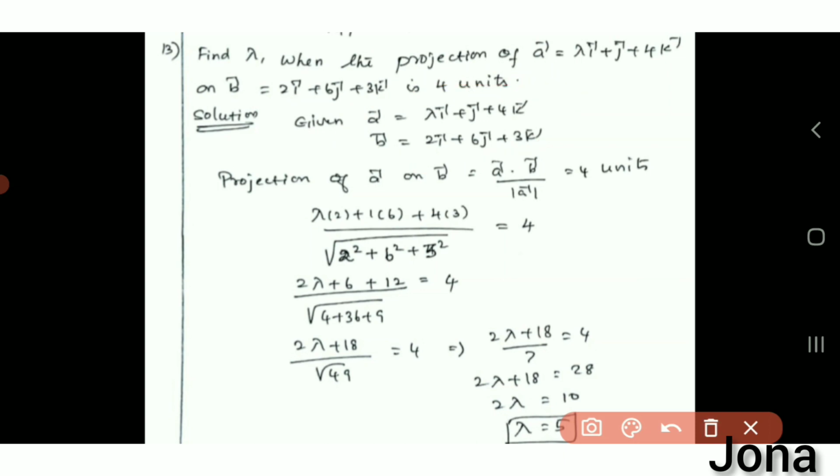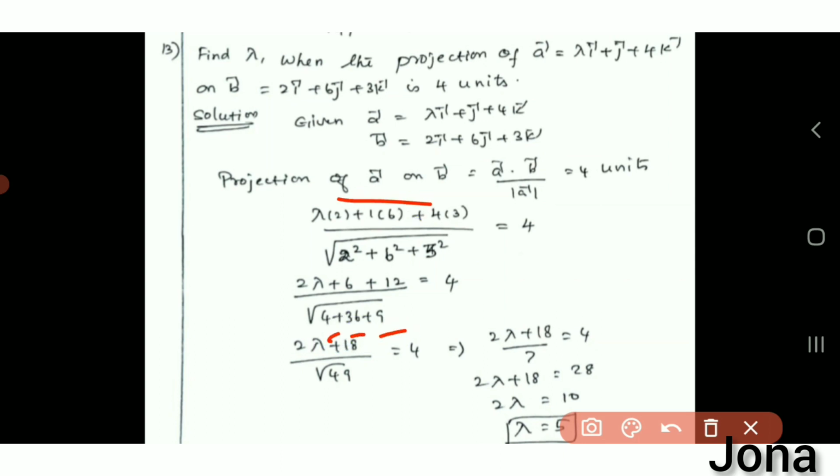The dot product is nothing but lambda into 2, that is 2 lambda, and here 1 into 6, and then 4 into 3. So 4 3s are here, and divided by the B vector. In the formula it's not A vector, this is the modulus of B vector. For B vector we take the magnitude, that is root of 2 square plus 6 square plus 3 square. So let me simplify this. 2 square is 4, 6 square is 36, 3 square is 9.